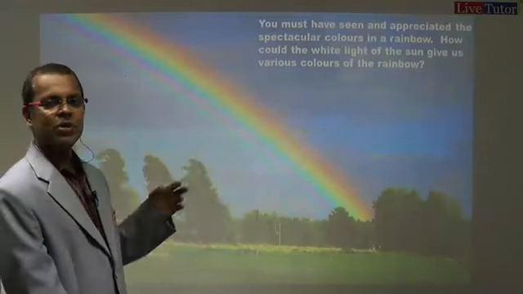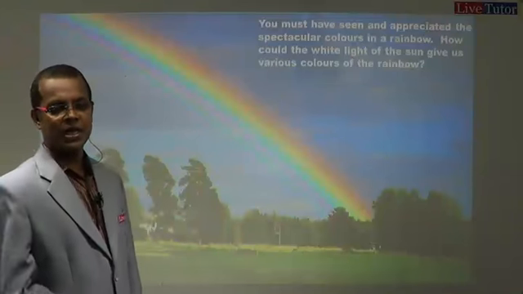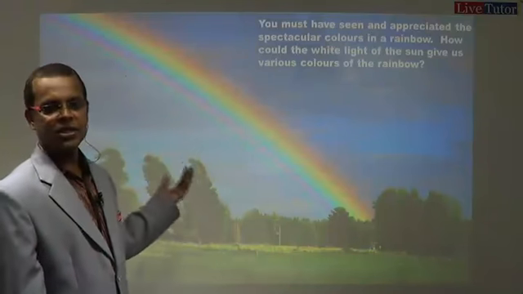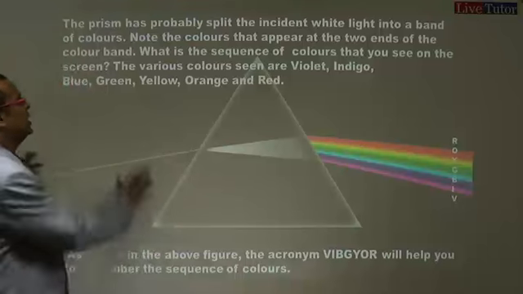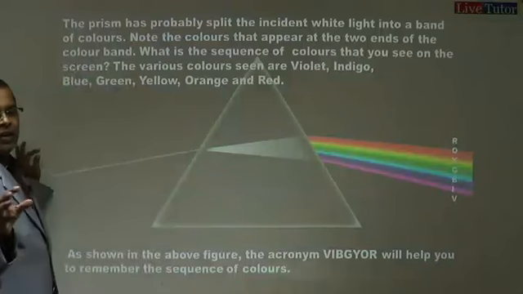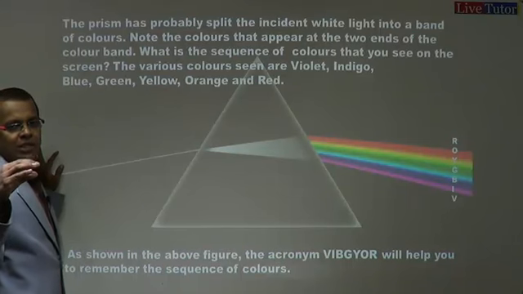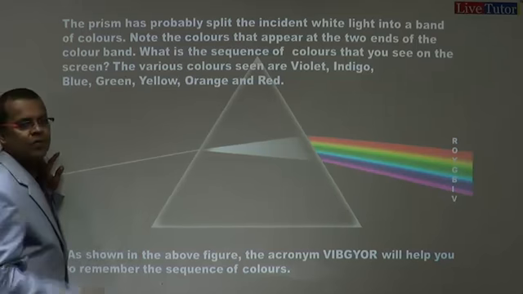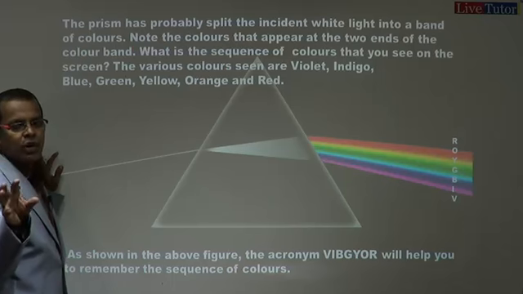How is it possible to get these 7 colors? Because we are able to see only 1 color from the sun, but all of a sudden we are able to see 7 colors in the sky. Why is it, and how does it come out? So let us learn how it comes out. Here the prism has the property of splitting the incident white light into a band of 7 colors. This band of 7 colors is what we call a spectrum.